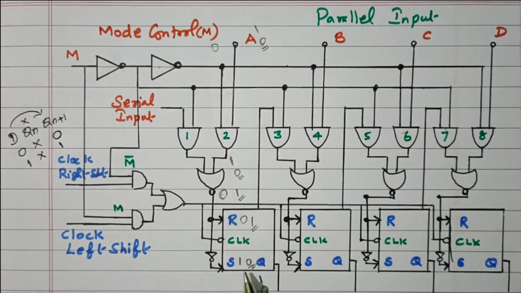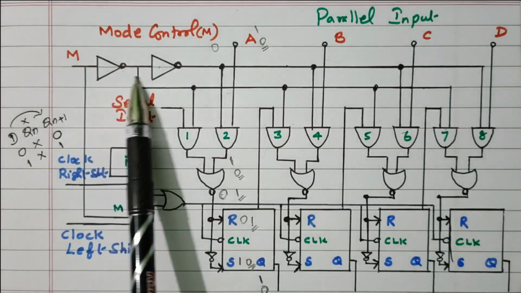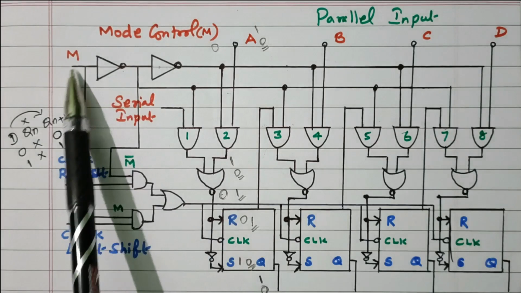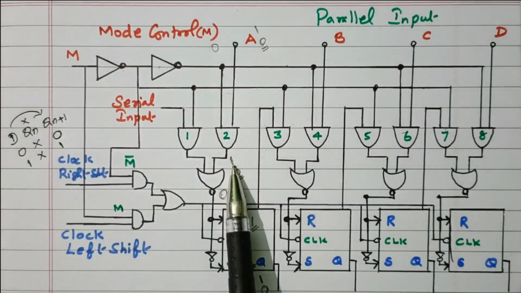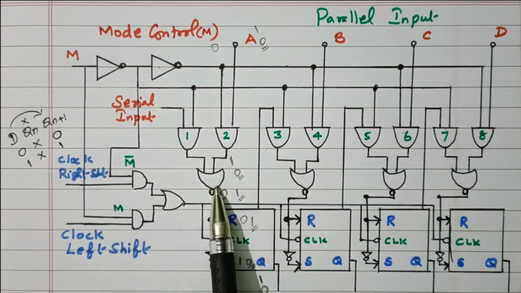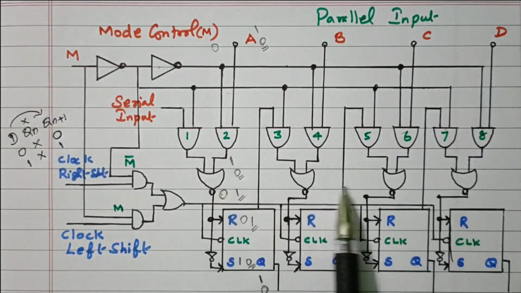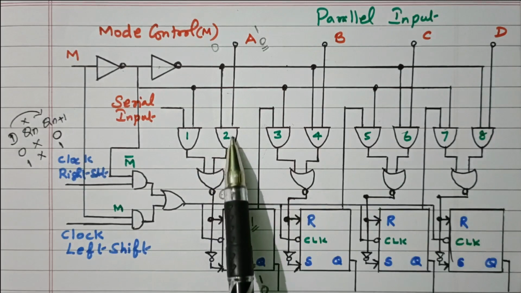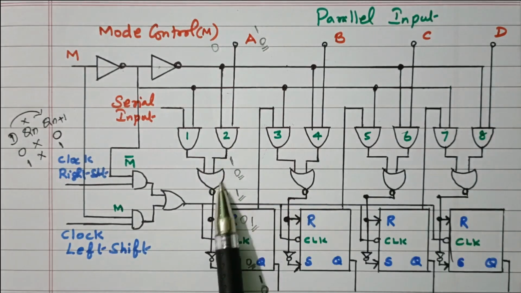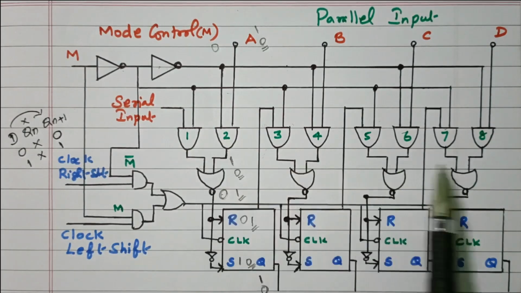Here we are using SR flip-flop. R input and S input is inverted, right? In order to perform the three different operations, we have the mode control. The signal M is available, and the logic diagram is there. 2 AND gates and 1 NOR gate are available. It's connected to all the flip-flops, right? The 2 AND gates with 1 NOR gate set of this logic circuit is connected.